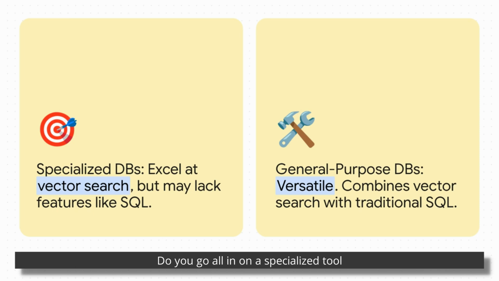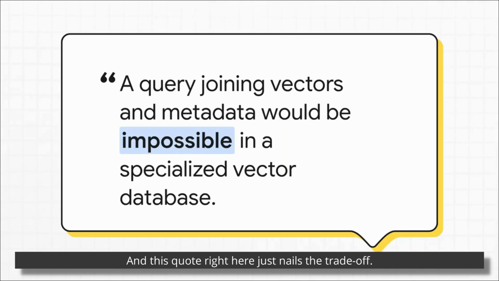And finally, there's the big architectural question. Do you go all in on a specialized tool that does one thing, vector search, and does it exceptionally well? Or do you stick with what you know and just extend a general-purpose database like PostgreSQL using something like the pgvector extension to keep all your data in one place? And this quote right here just nails the trade-off.